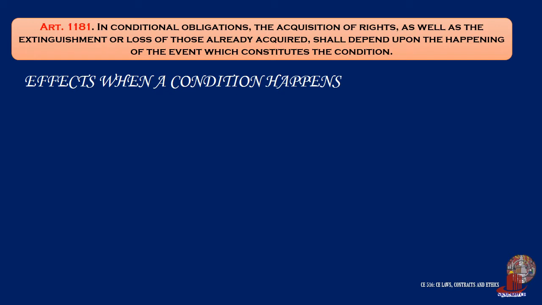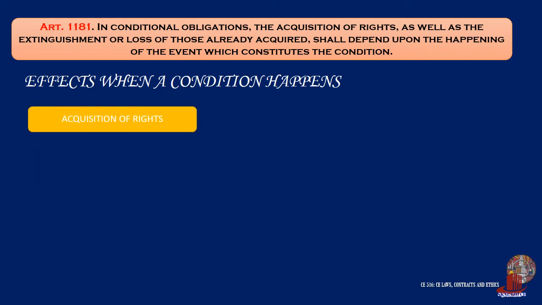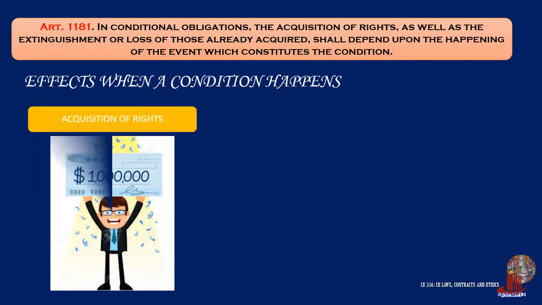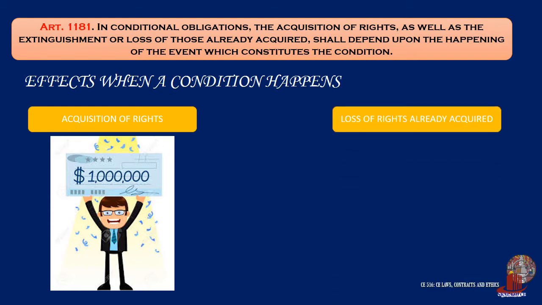What would be the effects of the happening of the condition? First, the acquisition of rights. In obligations subject to a suspensive condition, the acquisition of rights by the creditor depends upon the happening of the event which constitutes the condition. Second, the loss of rights already acquired. In obligations subject to a resolutory condition, the happening of the event which constitutes the condition produces the extinguishment or loss of rights already acquired.